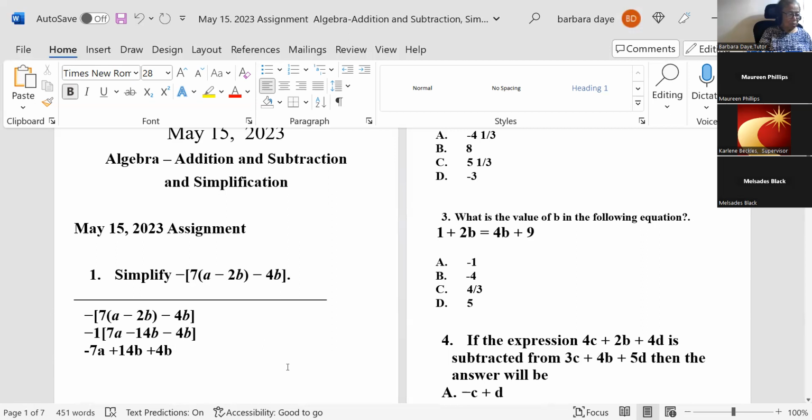You could do 14 and 4. And what does that give you? 18B. Okay, so we just bring down our -7a. You combine your like terms and you get 18b. That's your answer.